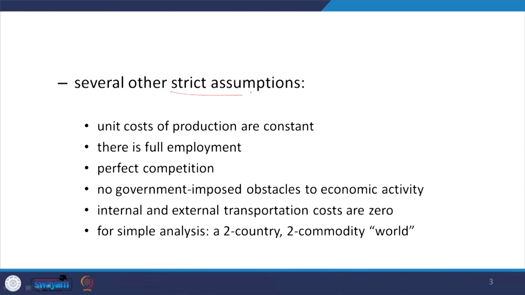Then some other strict assumptions are the following as well. Unit costs of production are constant. So, the unit change in the cost of production is constant. So, they believe in a constant production function.